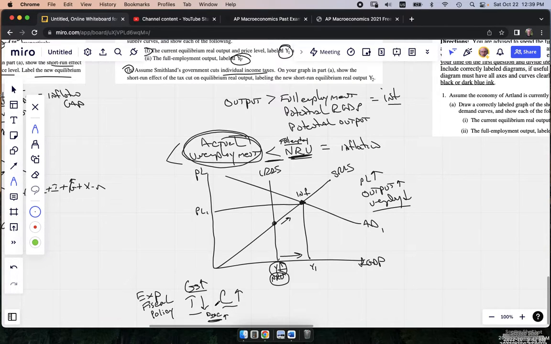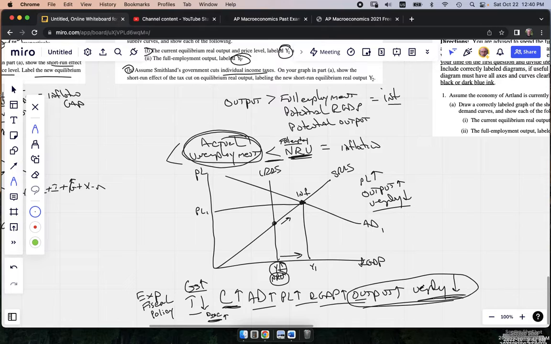If it goes up, if they do have more disposable income, wouldn't that make their consumption go up? Which drives up aggregate demand, which drives up the price level, which drives up real GDP, which drives up output. It is expansionary, right? So all of these are going up. And then we know unemployment has to go down because output and unemployment are always in opposite directions. So they cut taxes.